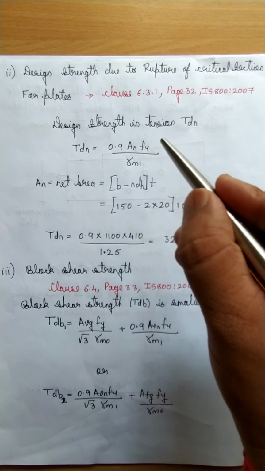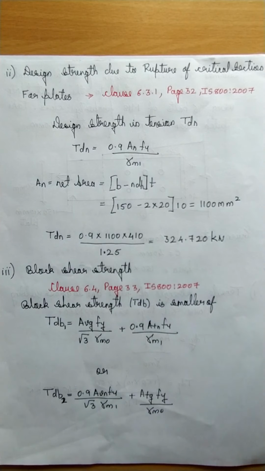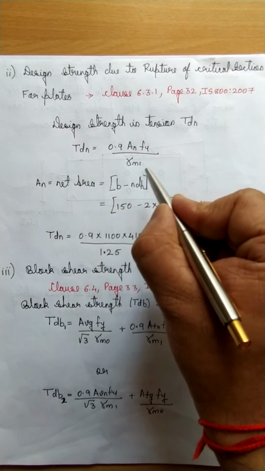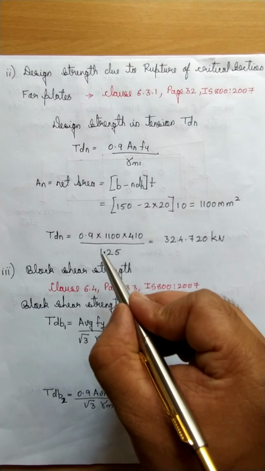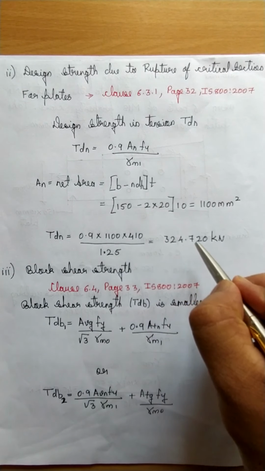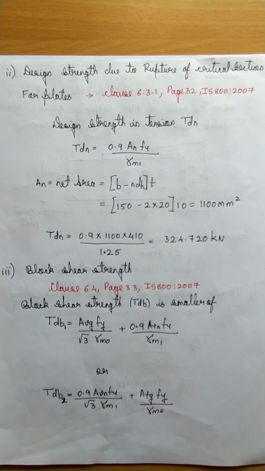Fu is the maximum strength of the member. So which is the member? Plate. So the strength of the plate is 410 divided by gamma m1, which we will get from table number 5. So 1.25. So this works out to be 324.720.